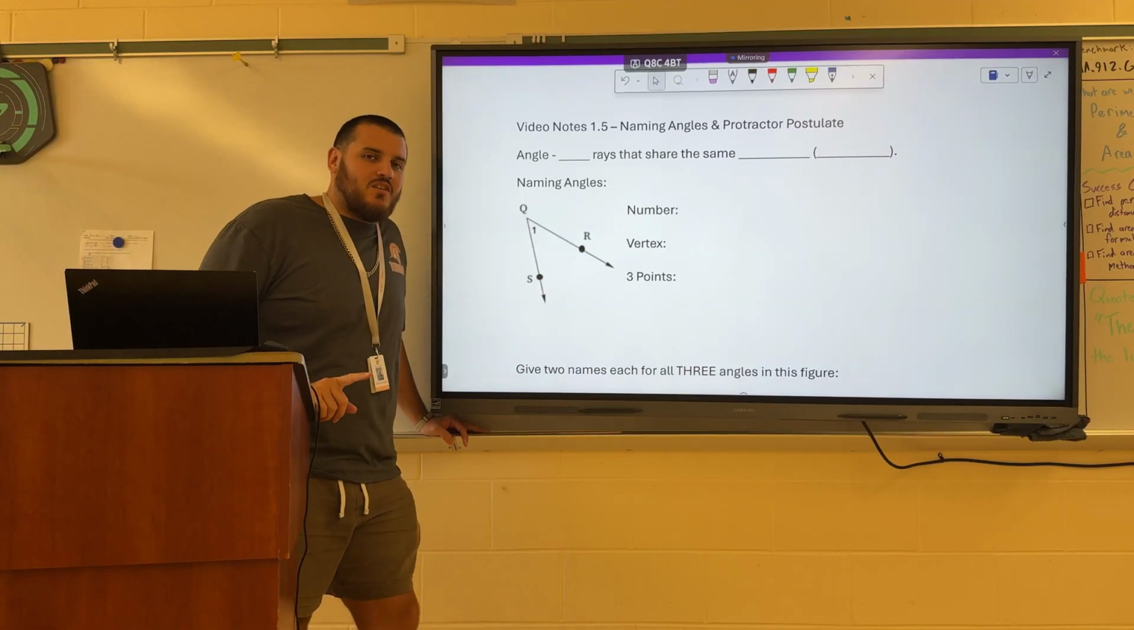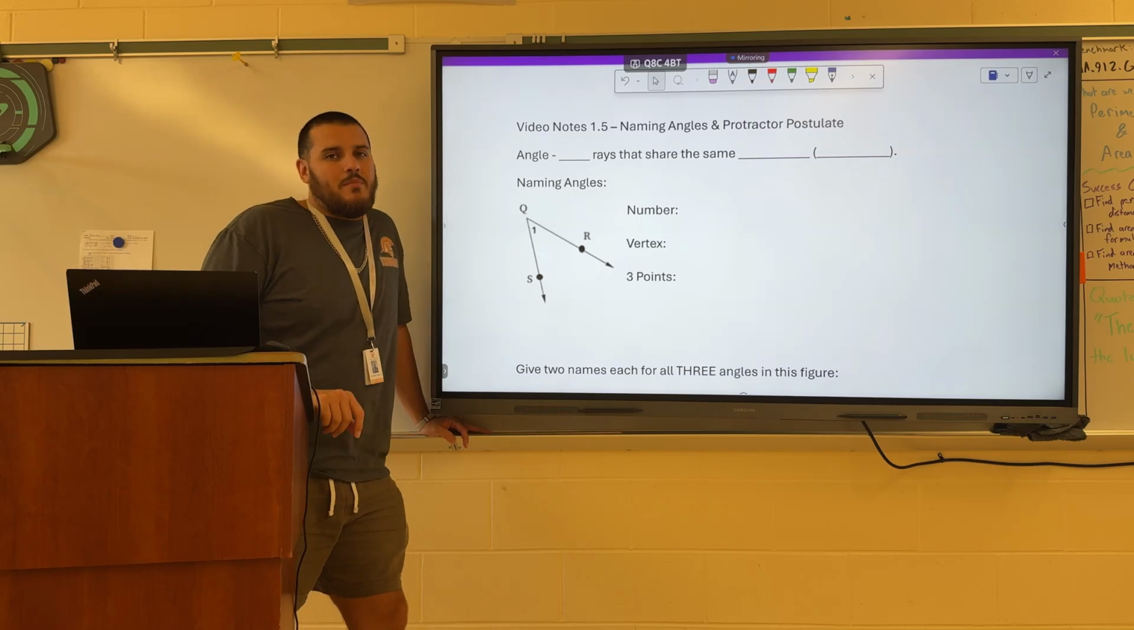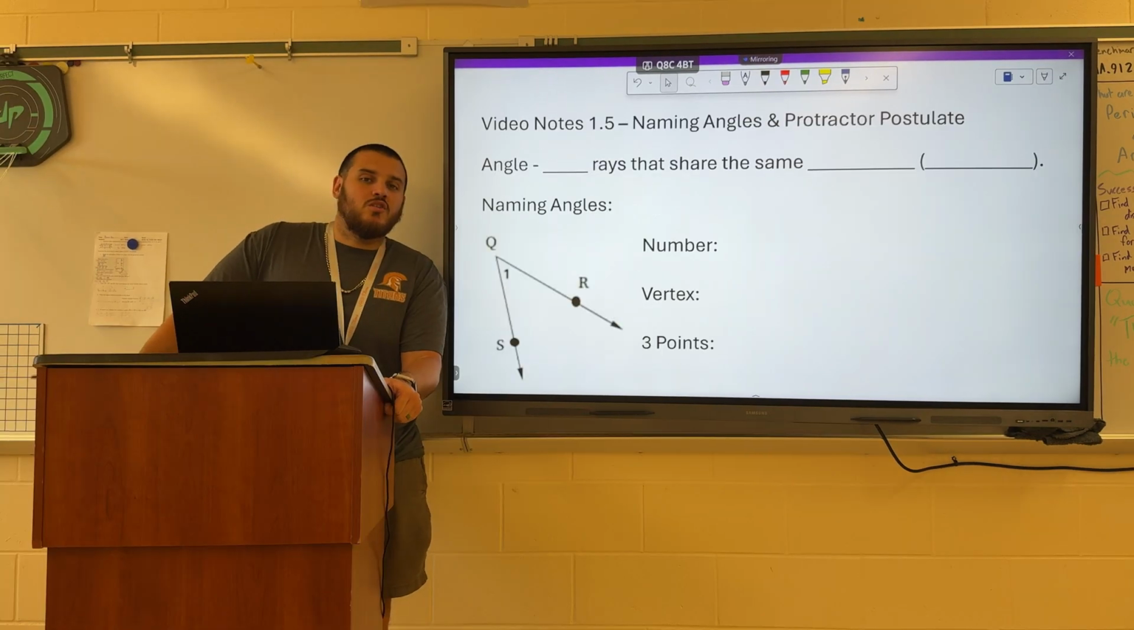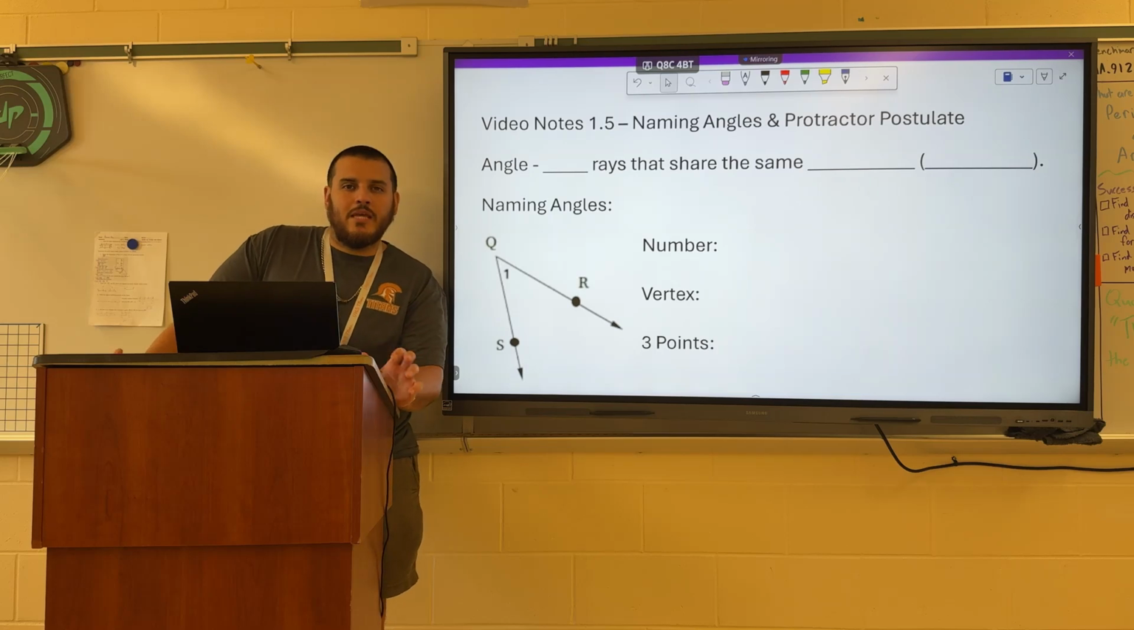Today we are learning section 1.5 of geometry, which is all about naming and measuring angles. Let's get into it. Angles are crucial in geometry. We're going to have them in every shape that we learn about throughout the year. It's very important for us at this stage to be able to name and identify angles.